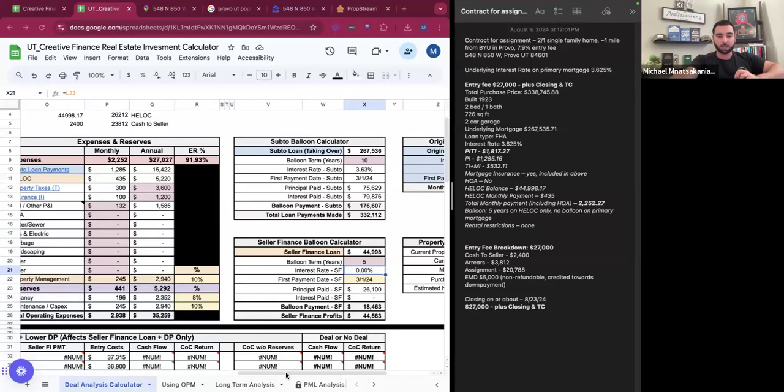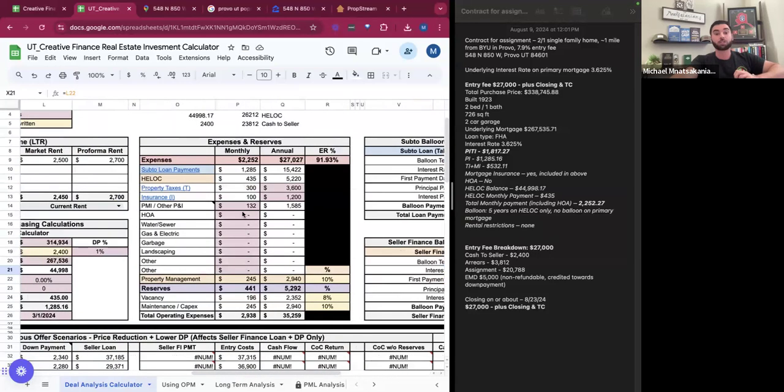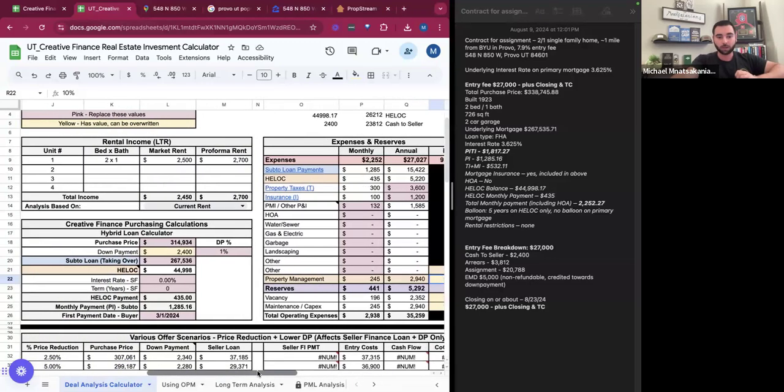So let's go into our entry cost. So we have our expenses, assuming it's a long-term rental, you're not going to pay for water, utilities, garbage, landscaping. That's for your tenants to pay for long-term rentals. You do want to account for 10% property management, which is standard, 8 to 12% for long-term rentals, vacancy at 8%, which translates to 1 month a year the property's vacant. And then maintenance and CapEx, you're setting aside 5% for maintenance, 5% for capital expenditures as reserves for your property every month. All right, great.